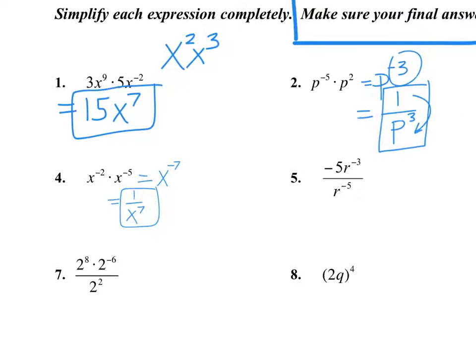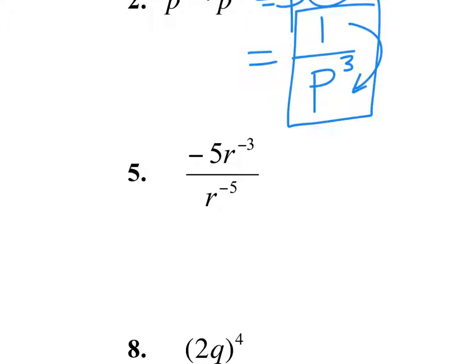Okay, number 5. All right, see that -5? Just because it's negative doesn't mean you move it, okay? Only move the negative exponents. It's different than a negative 5, okay? All right, so take these, and we're going to subtract our exponents because they both have an r. So what's negative 3 minus negative 5? 2. So the answer to this is just negative 5 r squared.